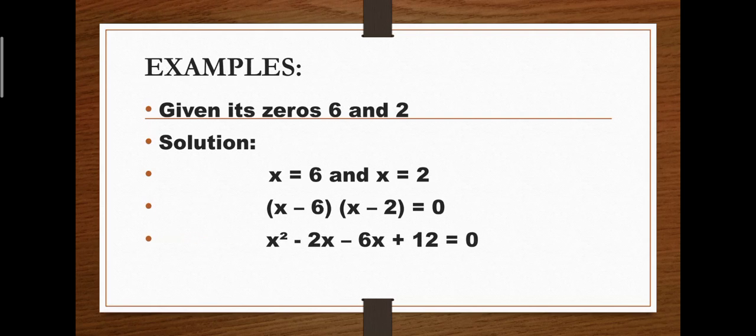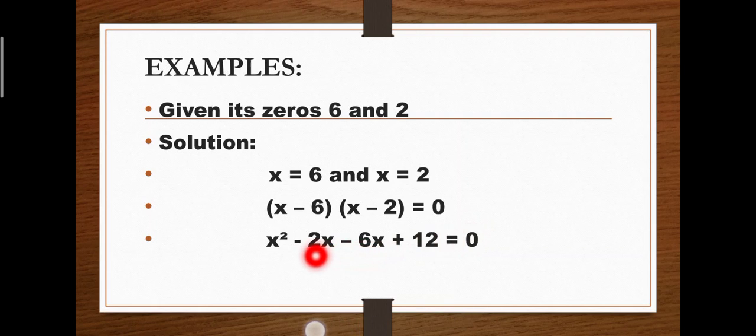Next is we are going to use FOIL method. So, x times x is x squared. Then x times negative 2 is negative 2x. Negative 6 times x is negative 6x. Negative 6 times negative 2 is positive 12 is equal to 0. Next, we are going to combine like terms.